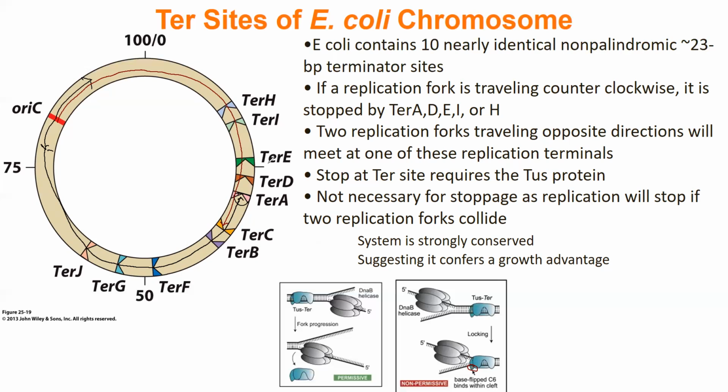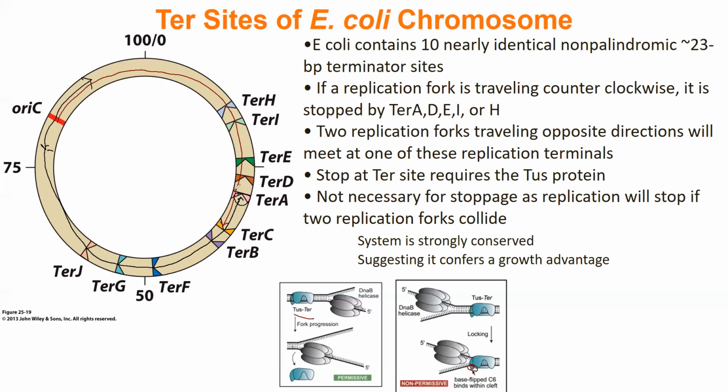Now, when looking at the system, these termination sites, so the termination site is the DNA portion. It needs a protein called TUS. That's why it's called TUS-TER. The blue here is the TUS protein. And it'll only stop if the TUS is there. So if your organism has no TUS proteins, no matter what, your replisome will never stop at a TER site. It'll just keep blowing past them.